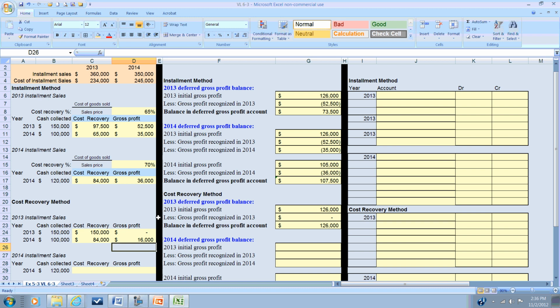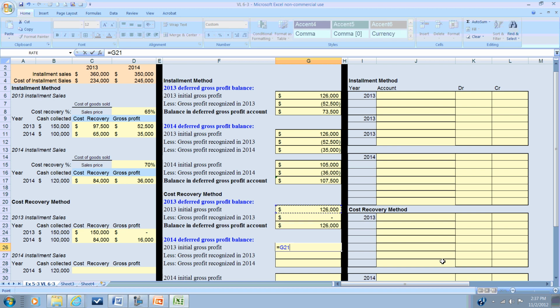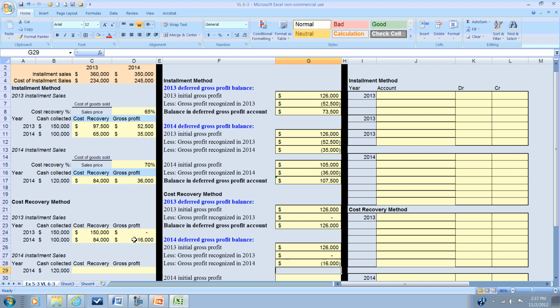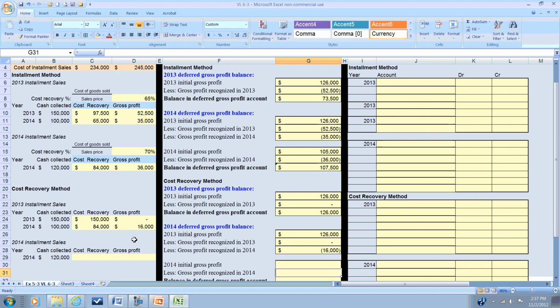So we've collected all of the 234,000 in cost of goods sold, and every dollar we collect after this will go towards our gross profit. So our total gross profit from these transactions will be 126,000 if we collect on all of the accounts. We recognized zero in 2013, and we're recognizing 16,000 in 2014.